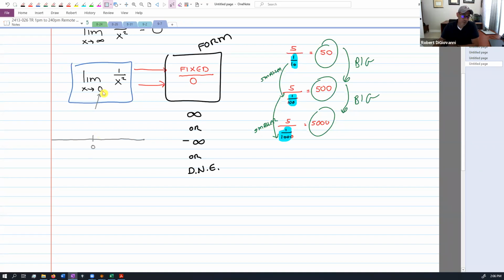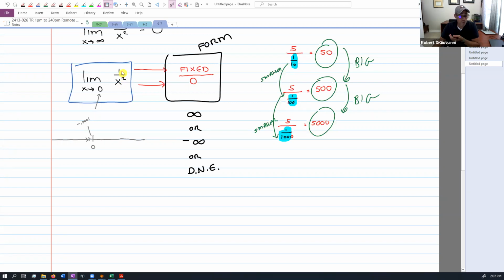Now I'm not saying which side to come in from. I don't have a plus or a minus on the 0, so I have to check both directions. If I come in from the left, a number to the left of 0 would be something like negative 0.0001. If I take that number and plug it in right here, I would then square it, and that would turn it into a positive. So I know my denominator is always going to be positive, because of the square.